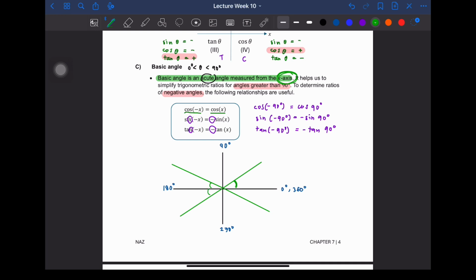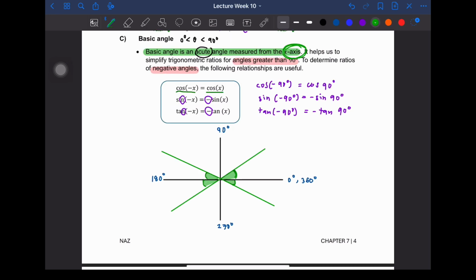This is for the third quadrant. This is for the fourth quadrant. Okay, so kalau kita highlight, so dia duduk dekat sini. Dekat sini. Sini. And dekat sini. Okay, so these are our basic angle. We can label it as alpha. Okay, so alpha kita label sebagai basic angle kita.